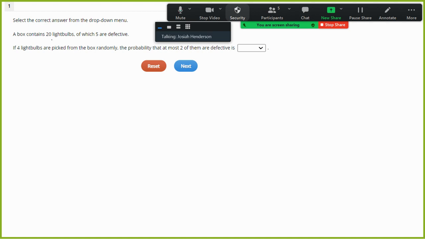In the box, there's 20 light bulbs. 5 of them are defective. So I'm going to write those out. I'm going to map out this problem from the beginning. We have 20 light bulbs, 5 bad ones, 5 defective. So I'm going to write those as defective, D. So here's our 5 defective light bulbs. And then I'm going to write the other remaining light bulbs as G for good. Good.